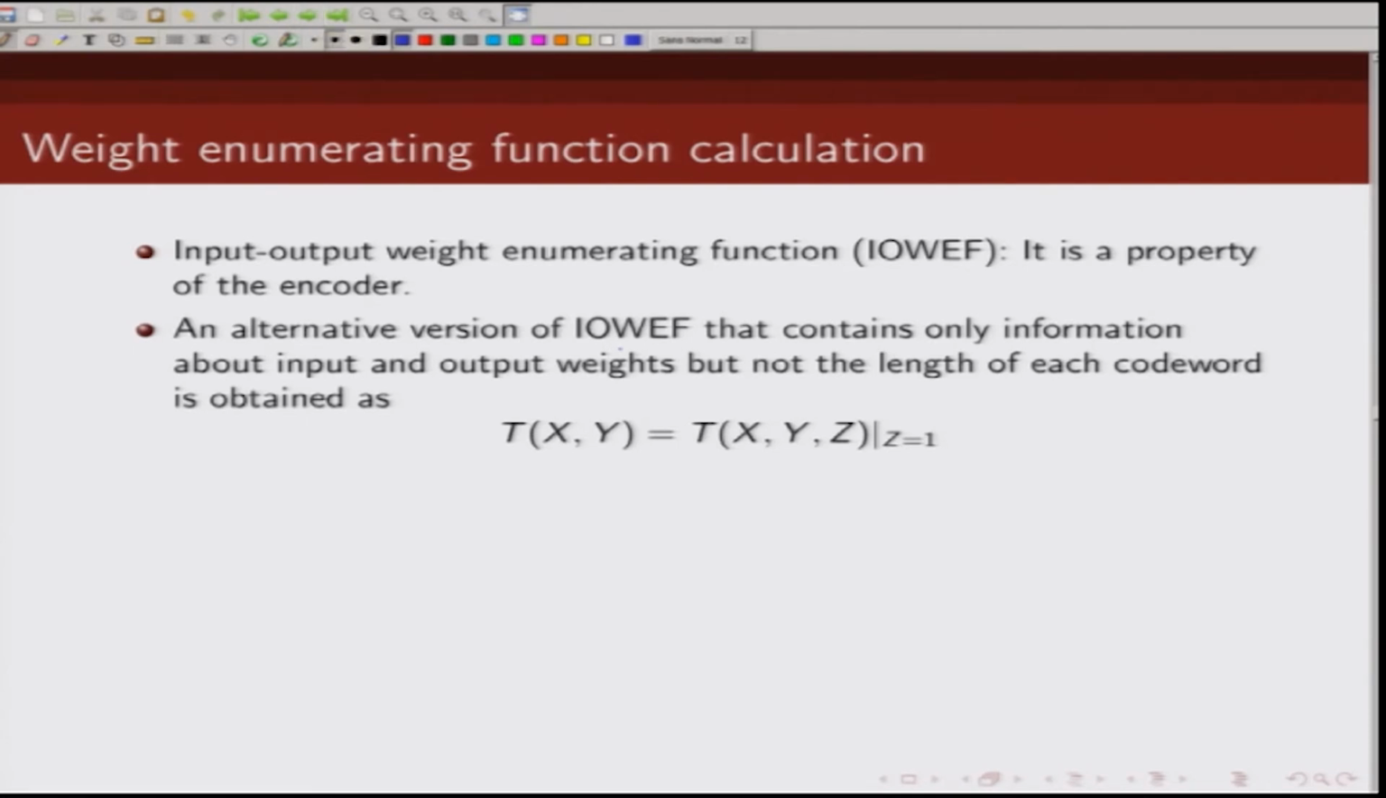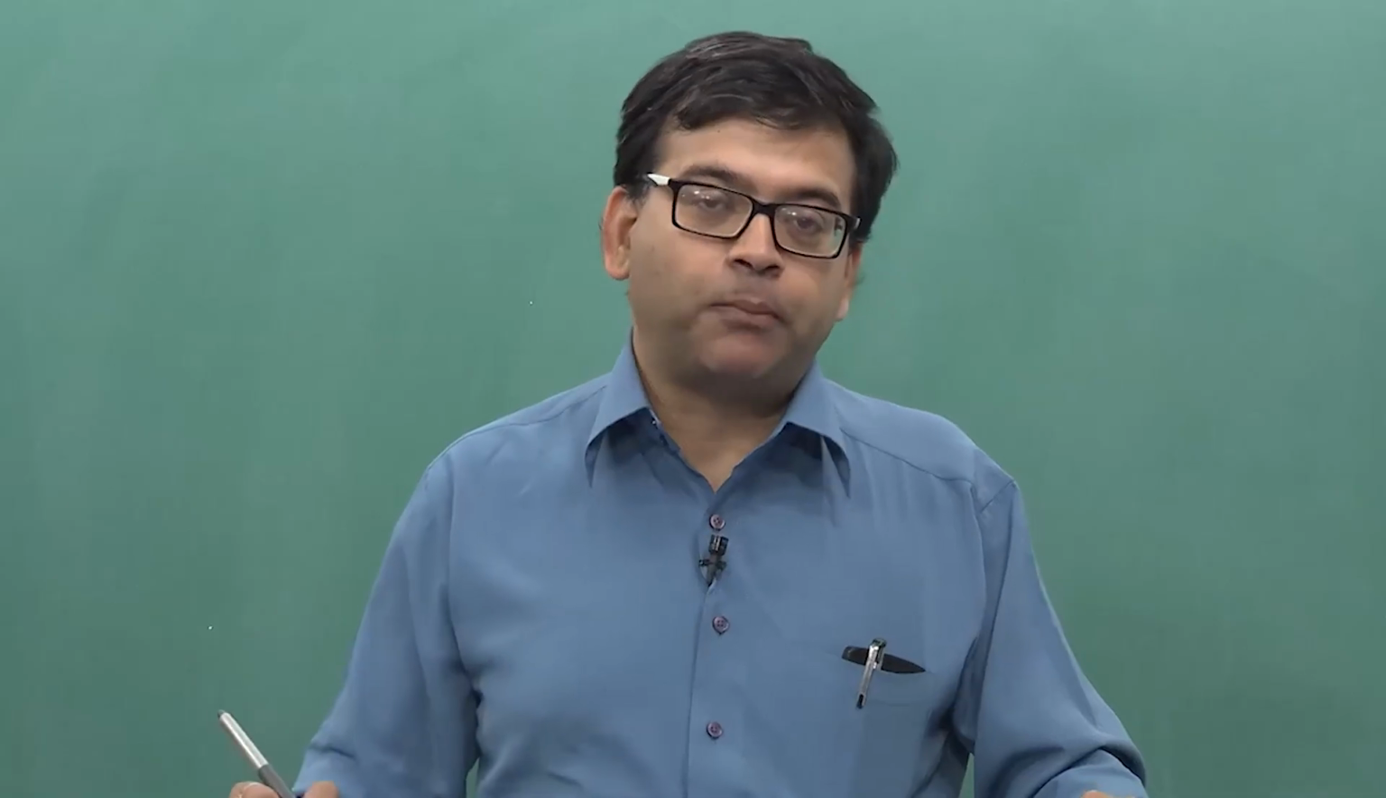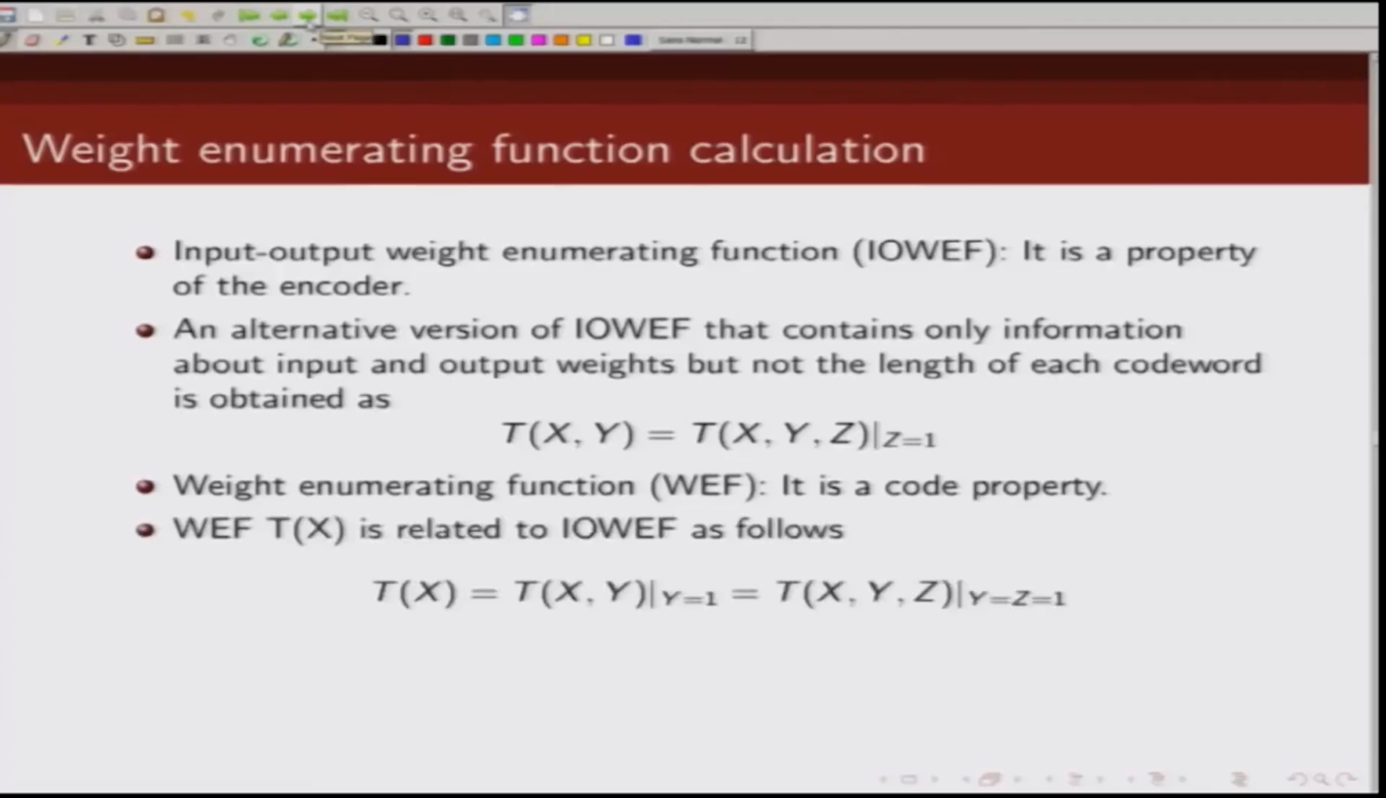An alternative version of this input output weight enumerating function is one that contains only information about the input and output weight and not the length of each code word. So, if we put z equal to 1, this is going to give us an alternative version of the input output weight enumerating function. And what is the weight enumerating function? The weight enumerating function will only tell us the overall code word weight, and this is a property of the convolutional code. So, the weight enumerating function is related to the input output weight enumerating function in this particular way. If we put z and y as 1 in the input output weight enumerating function, we will get back our weight enumerating function.